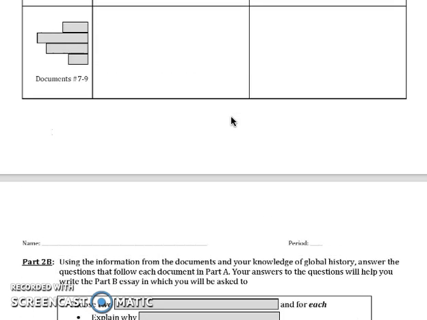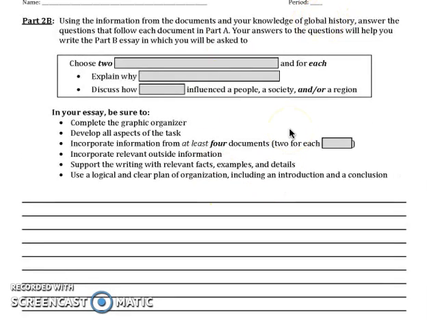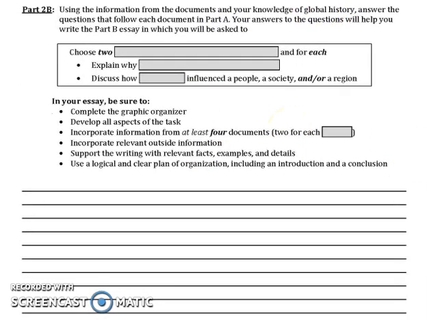The main thing is you have to analyze the documents and answer these questions, and then you have to write this essay. You guys have been doing this all year, so I have full confidence in you that you will be able to do it. Any questions, reach out, send me an email, and I will be the one grading your essays, so just be comforted by that.